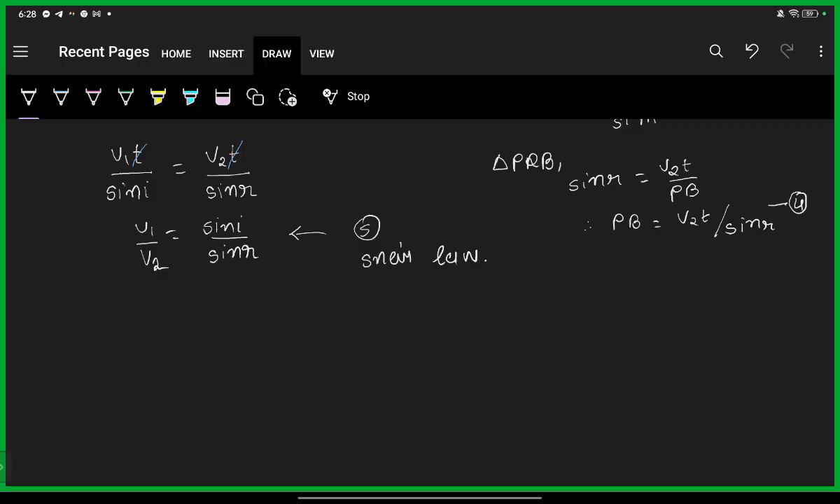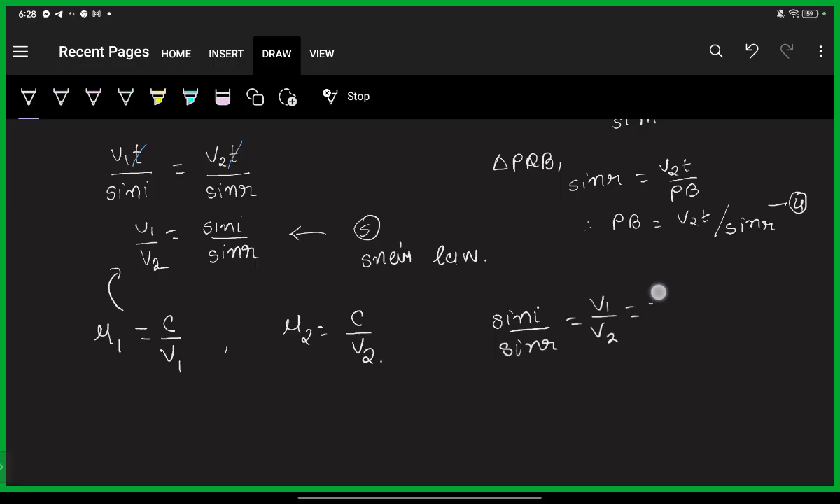If mu1 is the refractive index of light in medium 1, we know that the relation between refractive index and speed is c by v, right? So mu1 we can write as c by v1 and mu2 as c by v2, right? So you can substitute this value. We end up with sin I divided by sin r is equal to v1 by v2 is equal to mu2 by mu1, right?